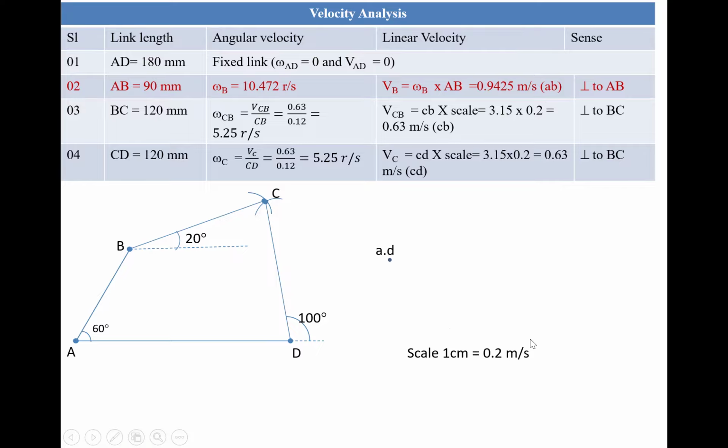We first mark the fixed points with small letters a and d, which we'll use for noting the velocity points. Then we take a perpendicular line to AB having a dimension of 4.7 centimeter, because the scale is 1:0.2. So 0.94 upon 0.2 means 4.7 centimeter. So you get the velocity component AB.